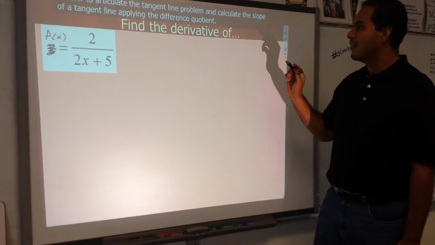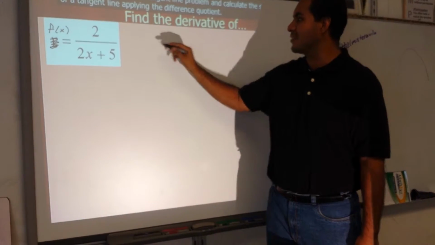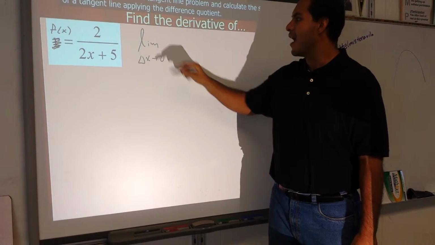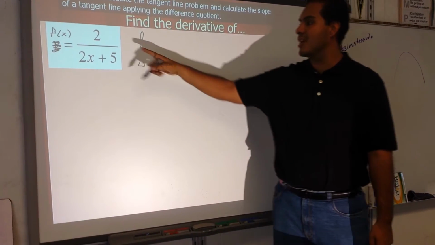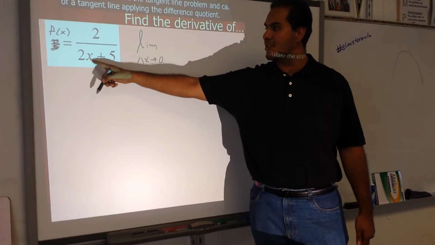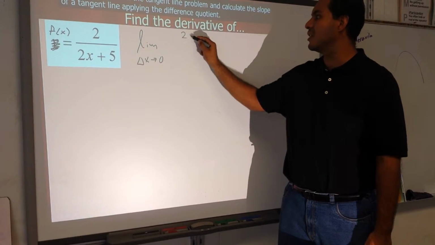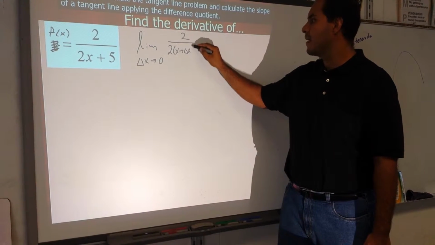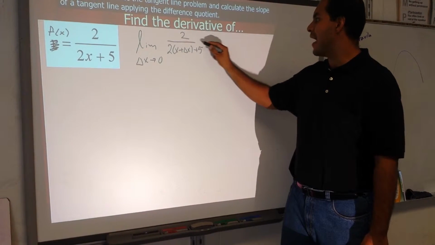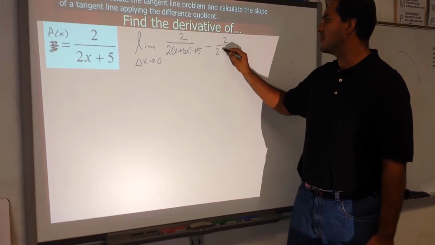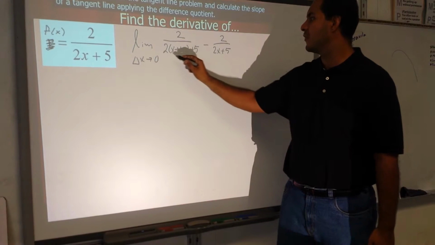So, applying the definition of a derivative, that's going to be the limit as delta x approaches 0 of f of x plus delta x. Now in this case our function is 2 over 2x plus 5, so I'm going to plug in x plus delta x right into that spot. So that is going to give me 2 over 2 times x plus delta x plus 5 minus f of x, the original function, 2 over 2x plus 5 all over delta x.